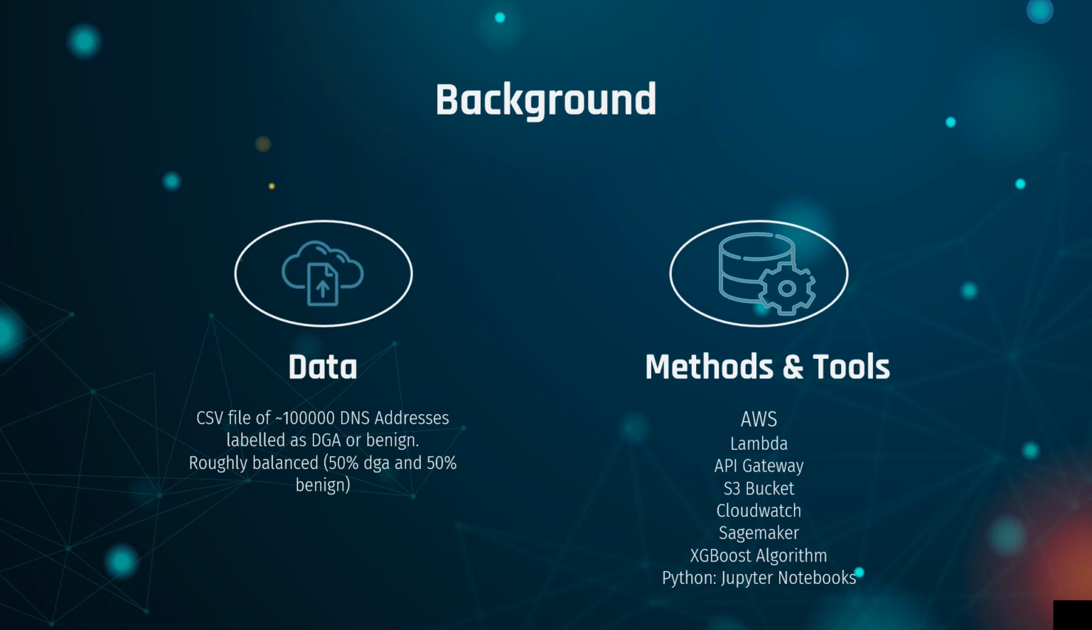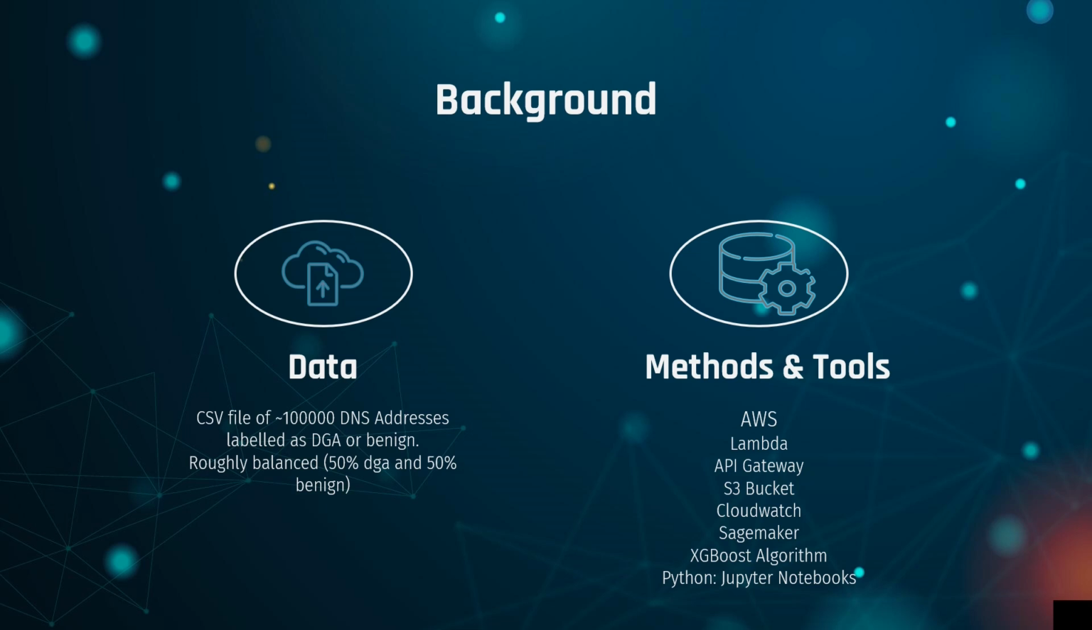Now coming on to our methods and tools, we selected AWS Cloud as a platform as our system had to be highly available and scalable. So for that, we used AWS managed services as much as possible and it proved to be really helpful for us. Some of the services that we used were Lambda, API Gateway, S3 Bucket, CloudWatch, SageMaker, and we also extensively used the XGBoost algorithm. For coding, we used Python programming language and mainly Jupyter notebooks for prediction and training our model.